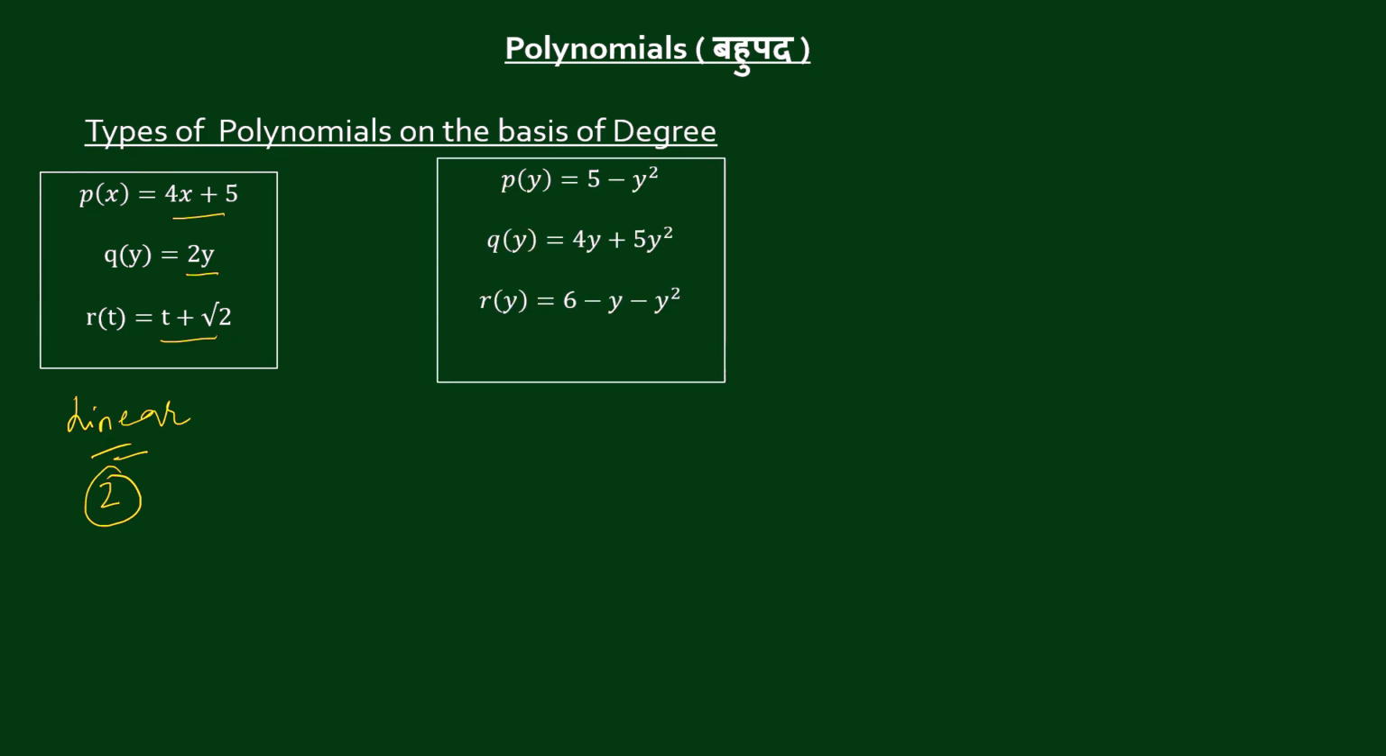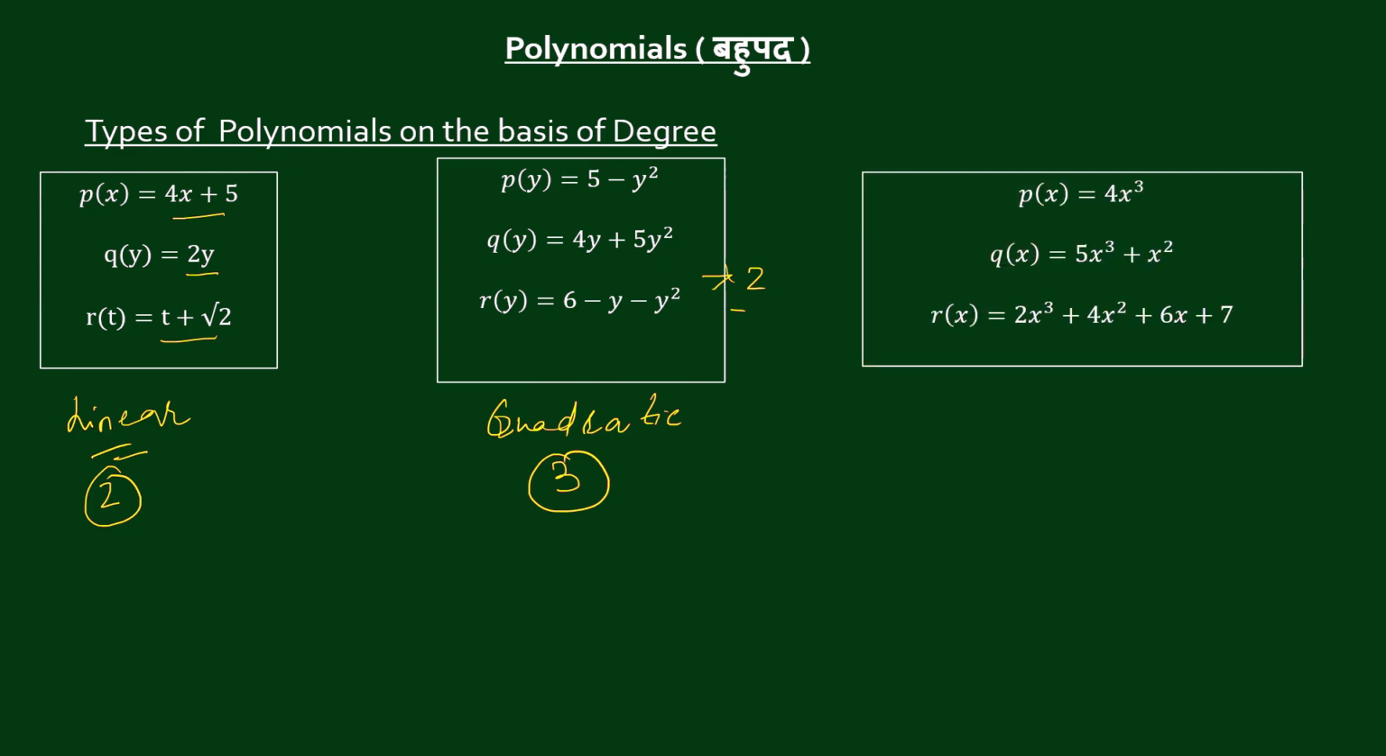Let us move ahead. We have got another group of polynomials. So here we see the highest power of the variable in all the three cases is 2. So the degree of all the three polynomials here is 2. Such polynomials are called quadratic polynomials. And the maximum number of terms in a quadratic polynomial can be 3 only.